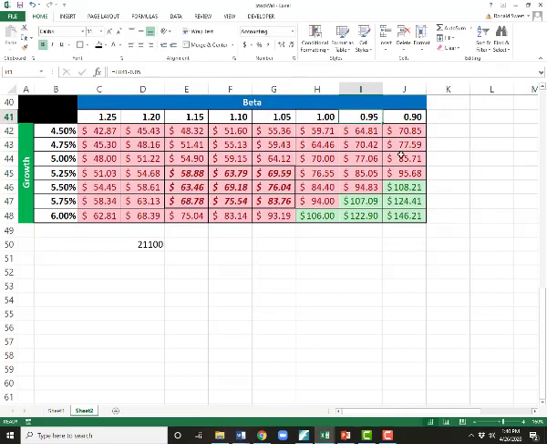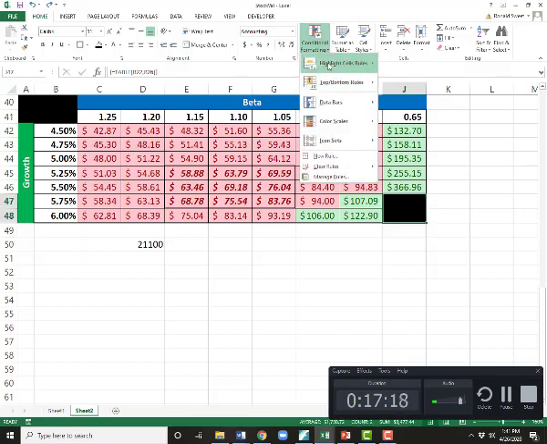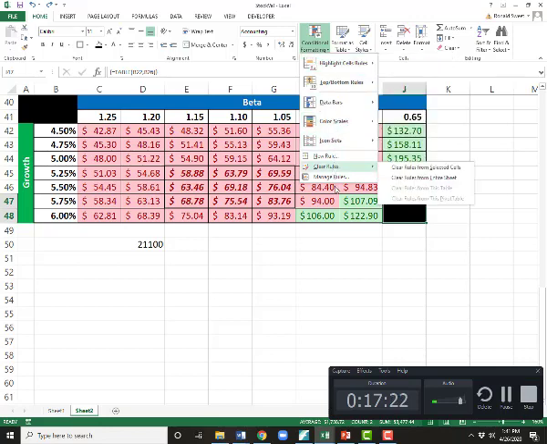So I don't know how to get that one. Let's see, 0.6 maybe. It's hard to tell. 0.65 maybe. So I don't know what this number is right here. Let me, it won't let me do that. So let me take the conditional formatting on. Clear rules.